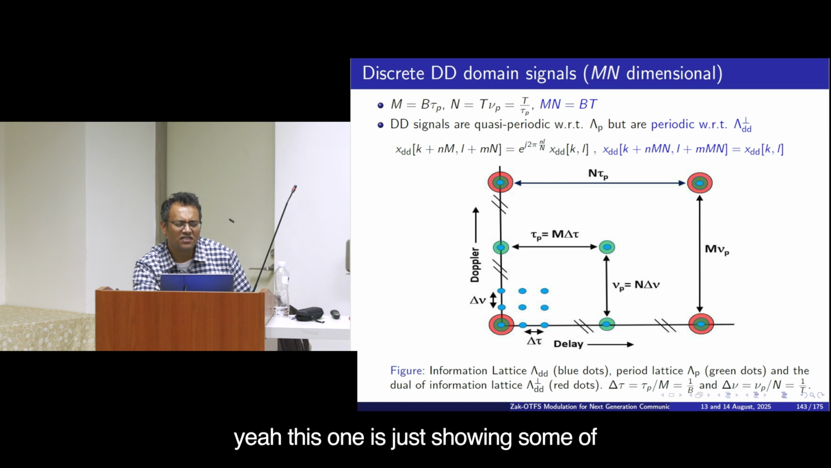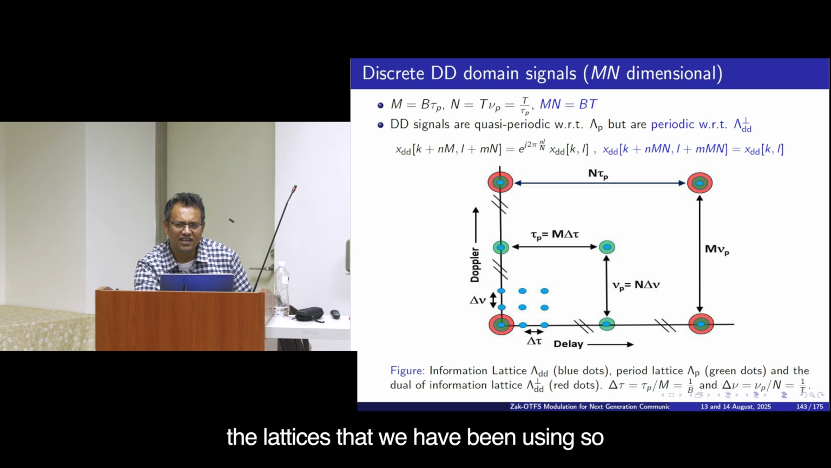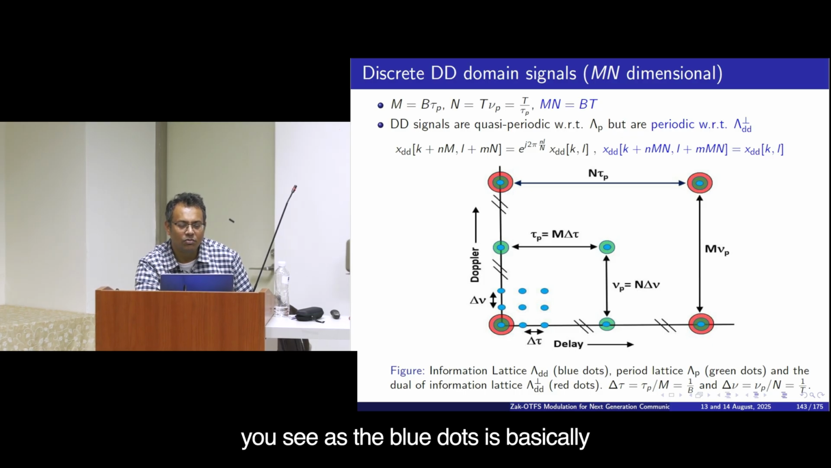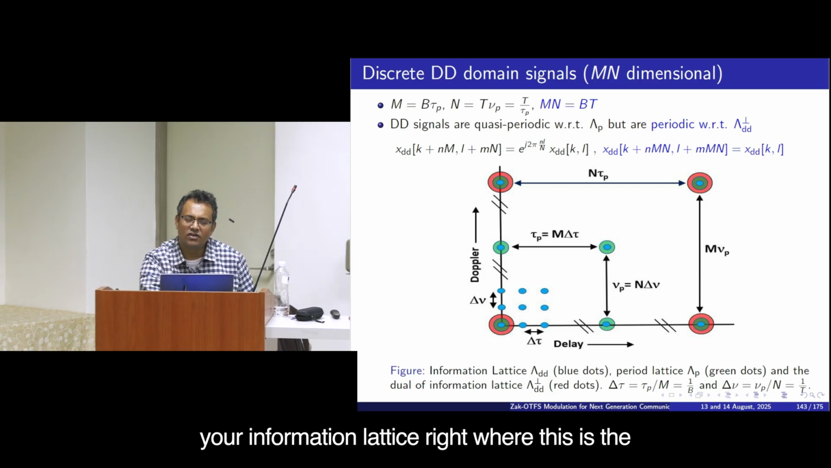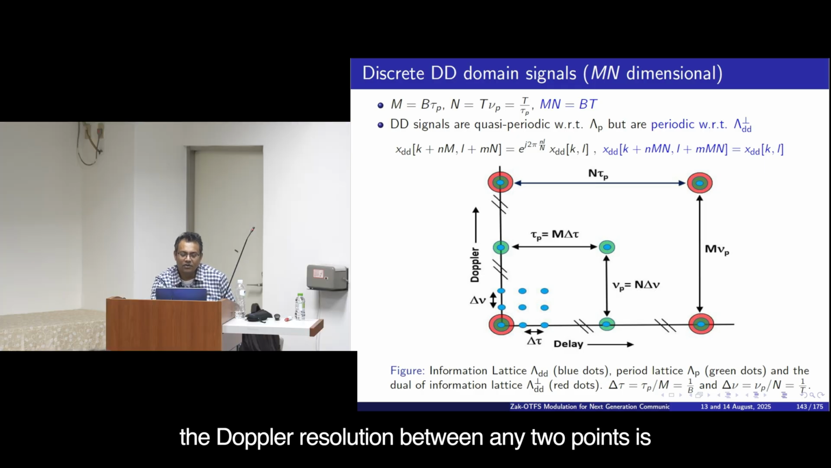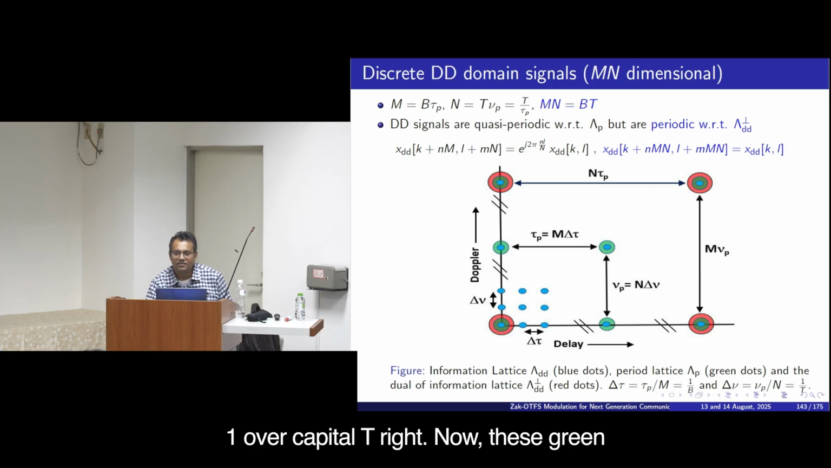This one is just showing some of the lattices that we have been using so far. This lattice which you see as the blue dots is basically your information lattice, where this is the resolution along delay, which is 1 over B. The Doppler resolution between any two points is 1 over capital T.